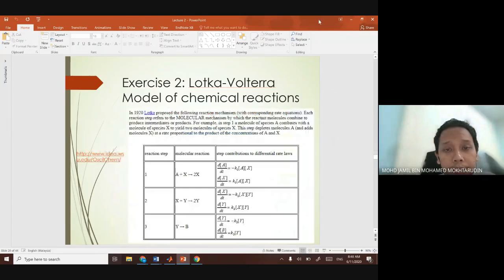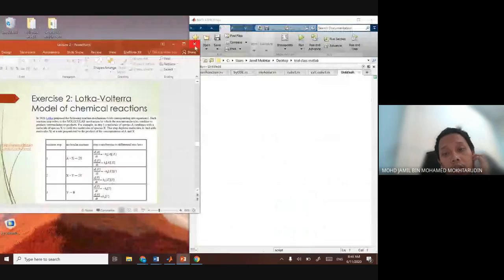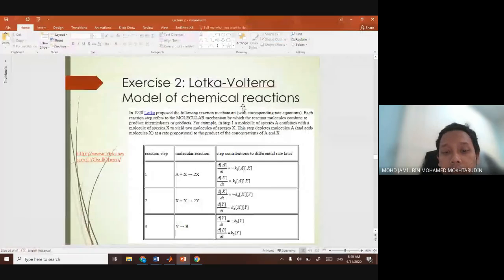So another example of the Lotka-Volterra equation is the chemical reactions just now. So an example is when you have a chemical reaction that involves multiple steps or multiple reactions. Like for example here, A reacts with X to produce 2X. So how to model this? dA dt equals minus K1 AX and so on. In the exam, they will not ask you to write the equation.